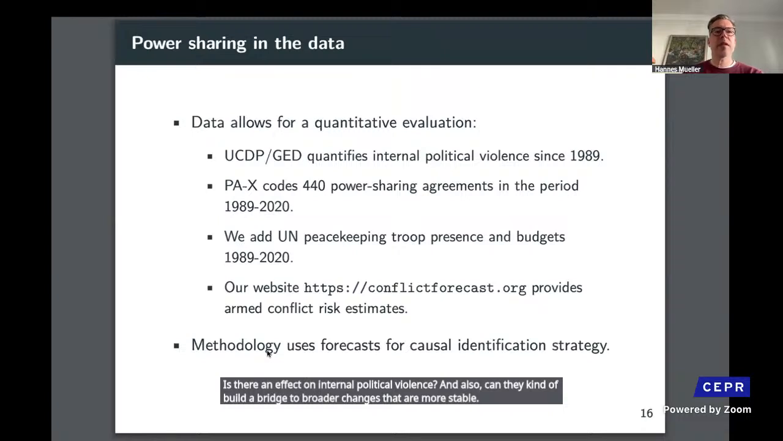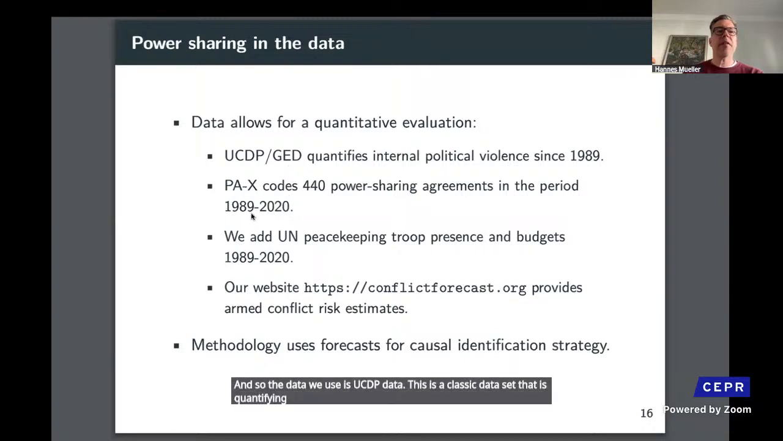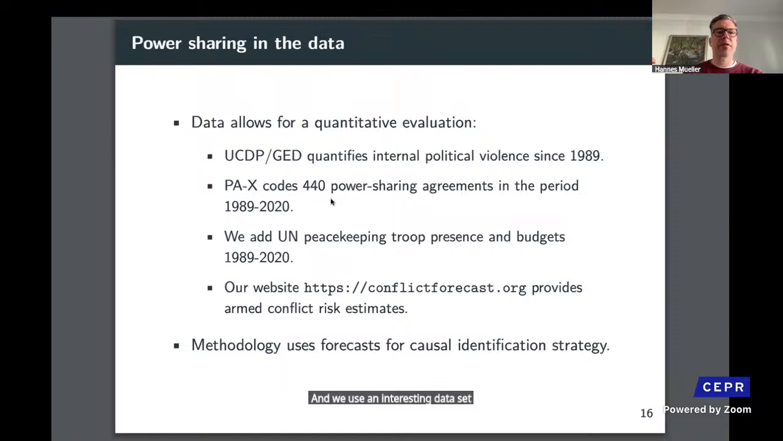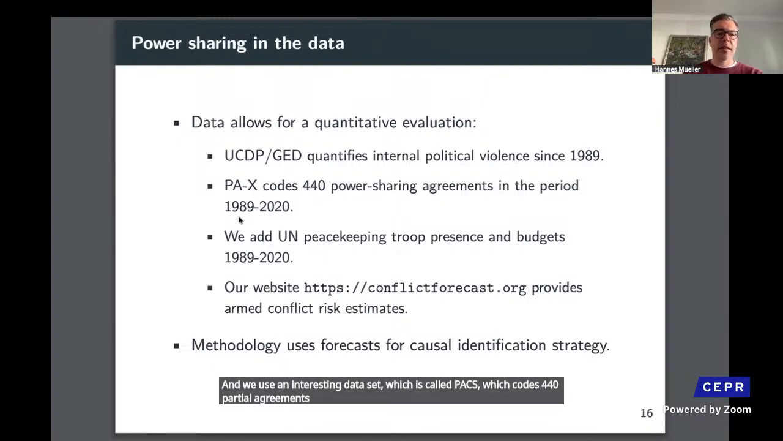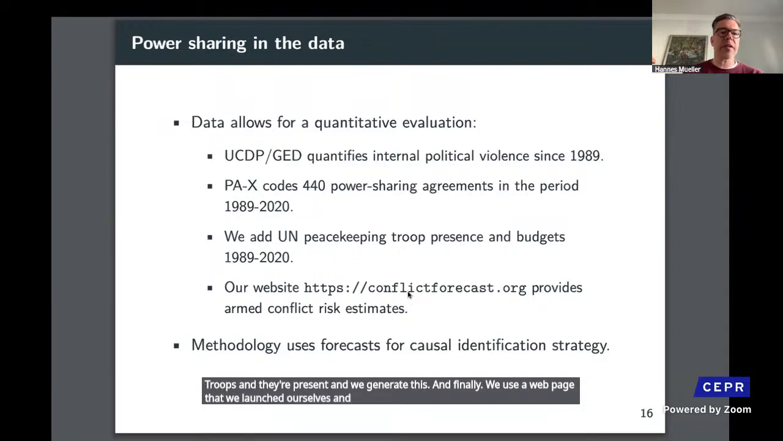And so the data we use is the UCDP data. This is a classic data set that is quantifying political violence. And we use an interesting data set which is called PAX, which codes 440 power sharing agreements in the period 1989 to 2020. And we also add data from UN peacekeeping troops, and where they're present. And finally, we use a webpage that we launched ourselves, and I think Renato is also involved in. It's called conflictforecast.org. And this is a webpage that predicts the outbreak of armed conflict in the future using machine learning and news text. And we update monthly.